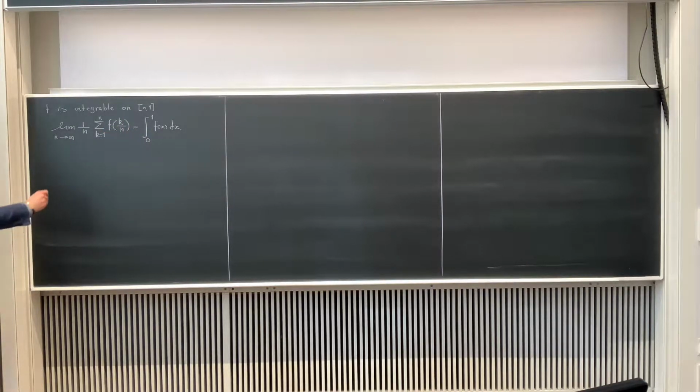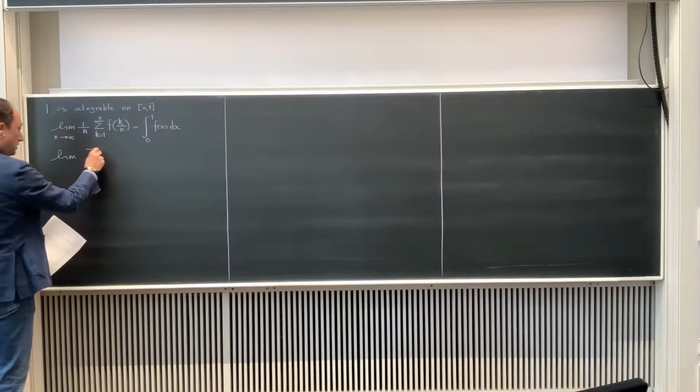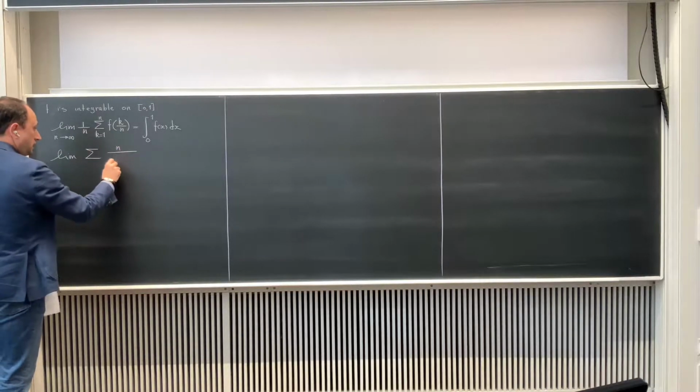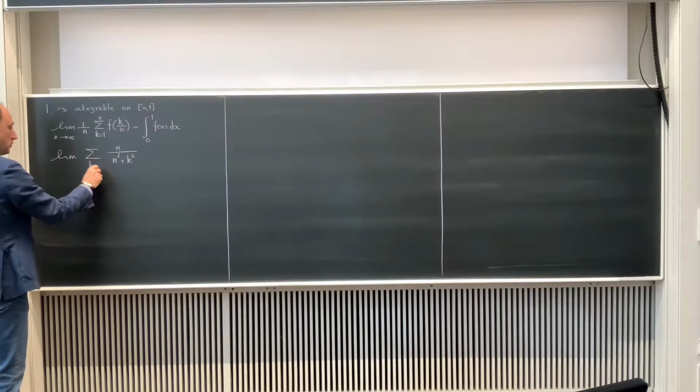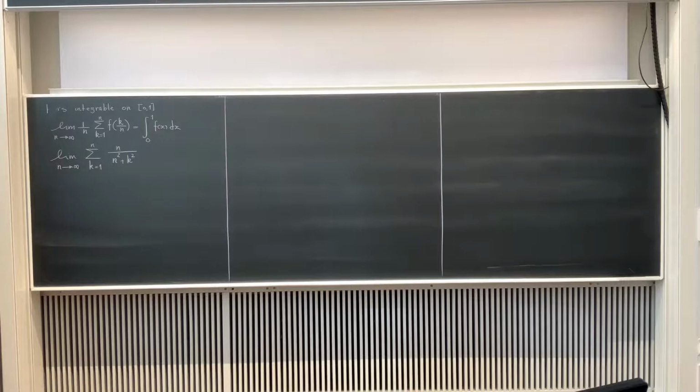Okay, so let me ask you to calculate this limit. The limit of sigma n over n squared plus k squared, k goes from 1 to n, and then n goes to infinity. Okay, we want to calculate this limit.